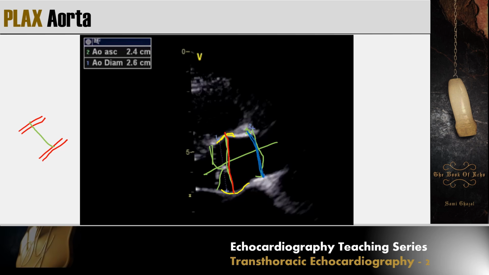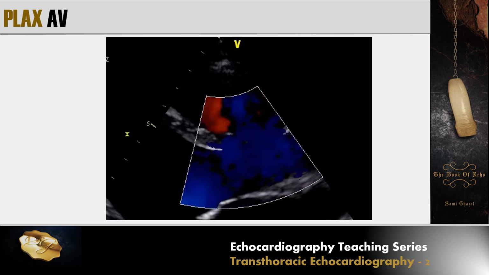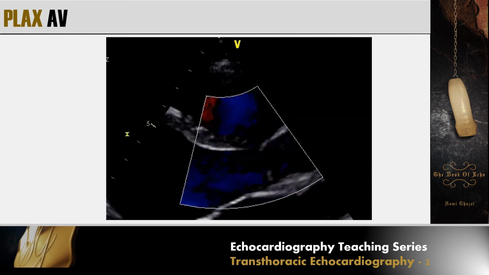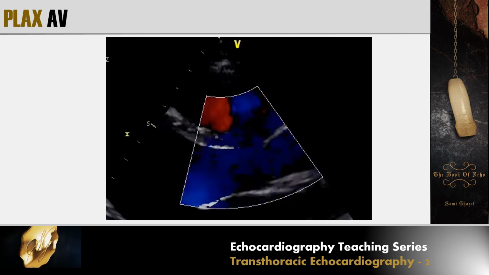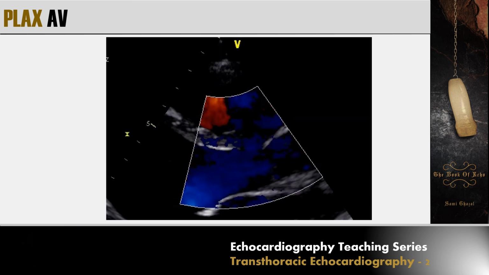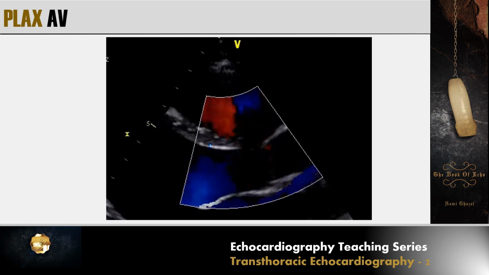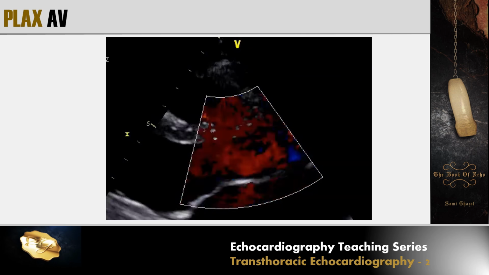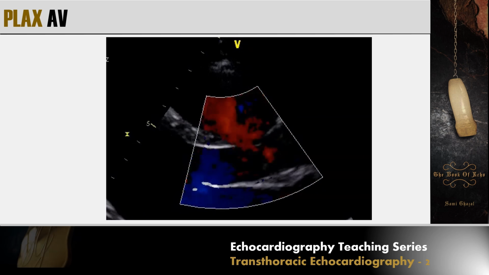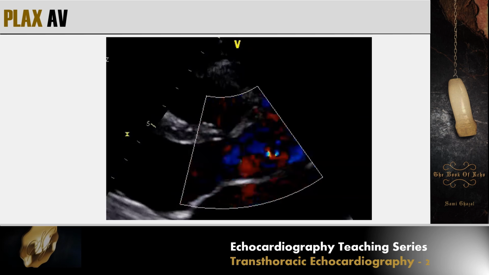So now in the same view, before you leave this view, just put a color sector for color Doppler here. As a rule, before you go to any other view, finish the measurement, the color Doppler, whatever Doppler you need to acquire, finish it before you go to the next view, instead of going back and forth to the same view.